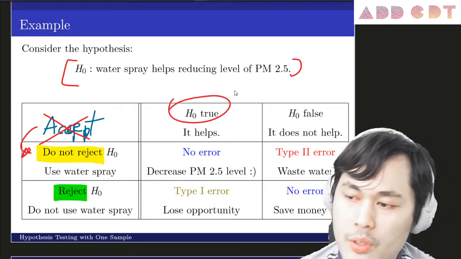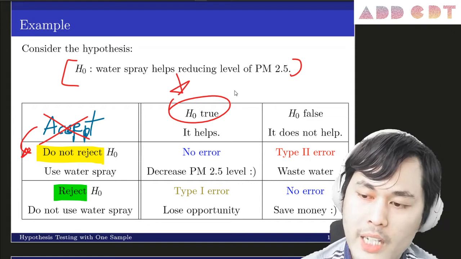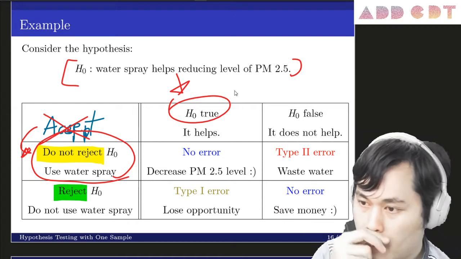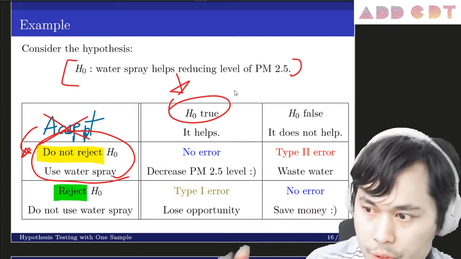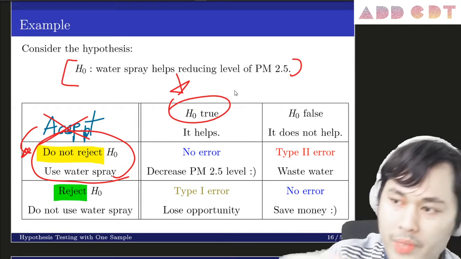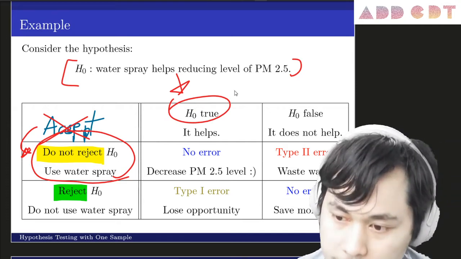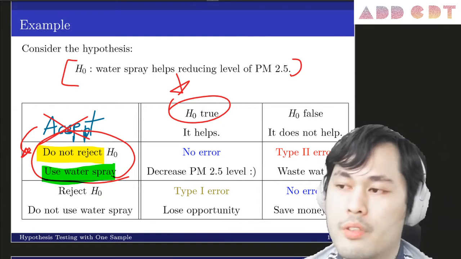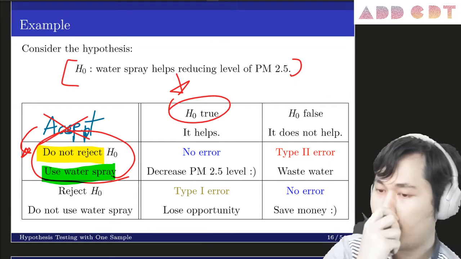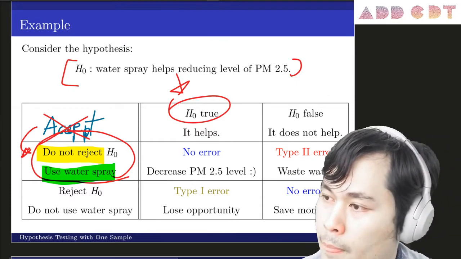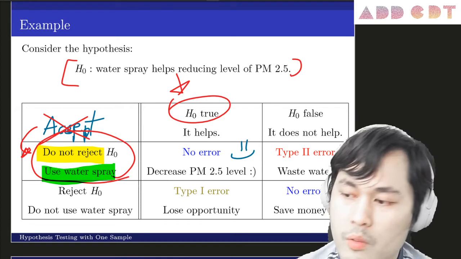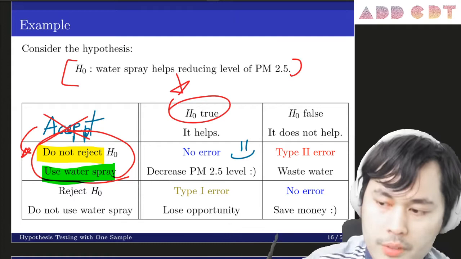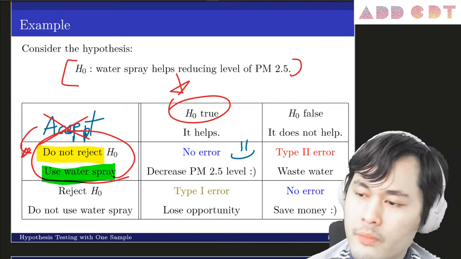So if this is true, if it actually helps, and then we do not reject, what do we do here? If it's true, and we believe it's true, in that case, we would carry out the procedure. We would actually use water spray to try to help reduce the level of PM2.5. In that case, we will be happy, right? Because we make no error. We use the spray, and it actually helps decrease the level. We are happy with that.